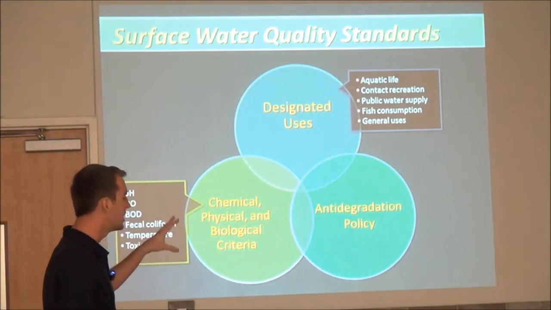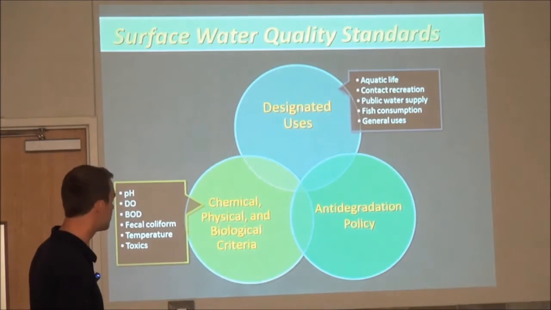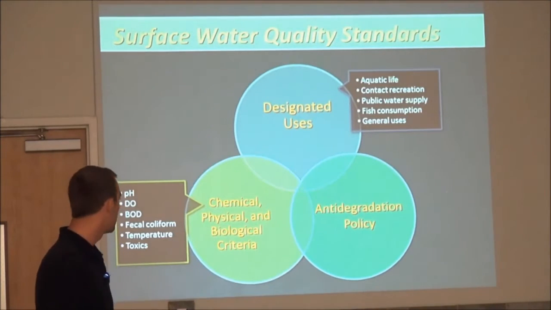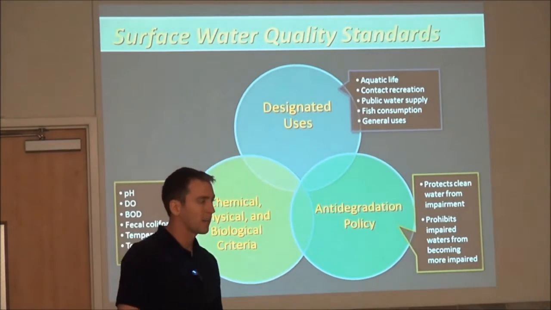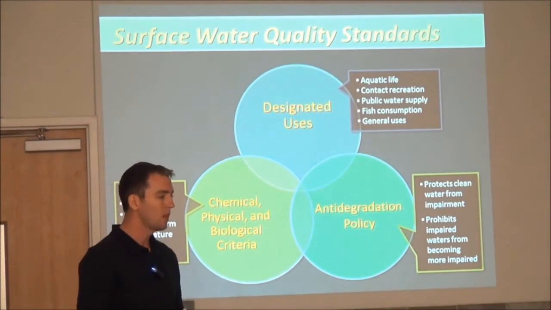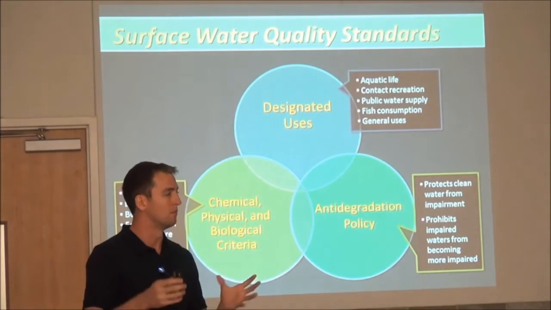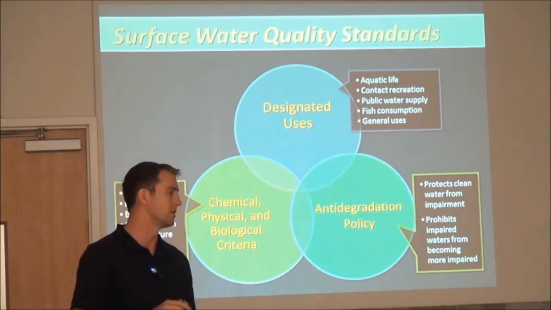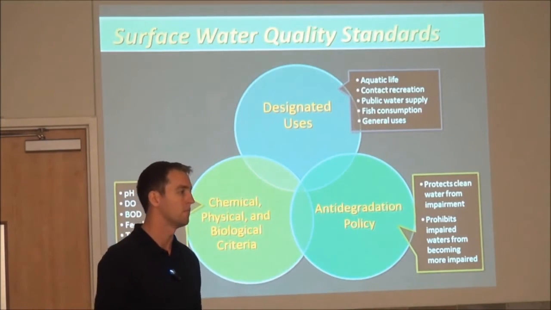So TCEQ will assign the uses. With those uses, it will come with a certain set of standards which TCEQ sets. I'll talk about that role next. And lastly, there's a mandate or an anti-degradation policy, which basically in short means that if we have clean waters or a water body that's nearing impairment, you're just not going to let it get any worse than it is. So it requires that states take steps to keep clean waters clean or marginally impaired waters from becoming worse or further impaired.